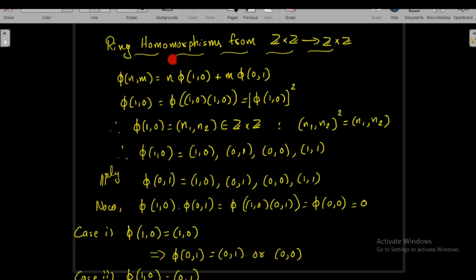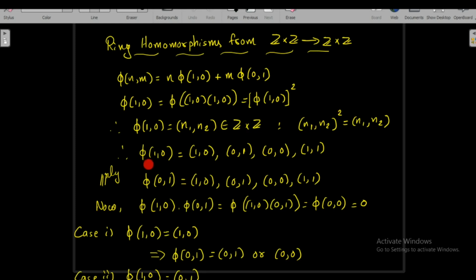Finally, let us find the ring homomorphisms from set cross set to set cross set. Just as in the previous case, phi of nm can be written as n into phi of 10 plus m into phi of 01. Therefore, it is enough to define phi of 10 and phi of 01 to fix phi of nm. Here also phi of 10 equal to phi of 10 into 10, that is phi of 10 into phi of 10, which is equal to phi of 10 square. Therefore, phi of 10 is an element in set cross set such that its square gives the same element.